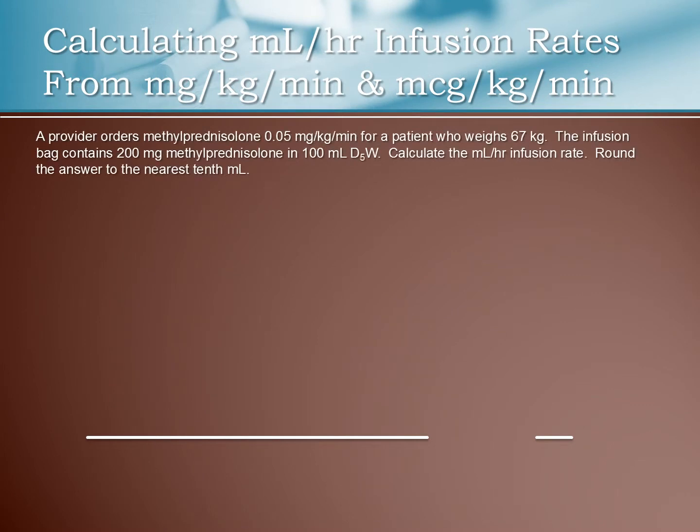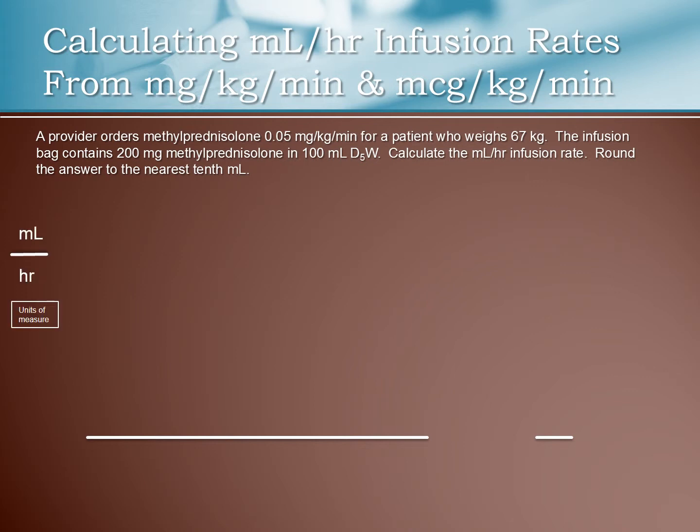Okay, so now we'll work on another example. A provider orders methylprednisolone 0.05 milligrams per kilogram per minute for a patient who weighs 67 kilograms. The infusion bag contains 200 milligrams of the medication in 100 milliliters of D5W. Calculate the milliliters per hour infusion rate and round the answer to the nearest tenth of a milliliter.